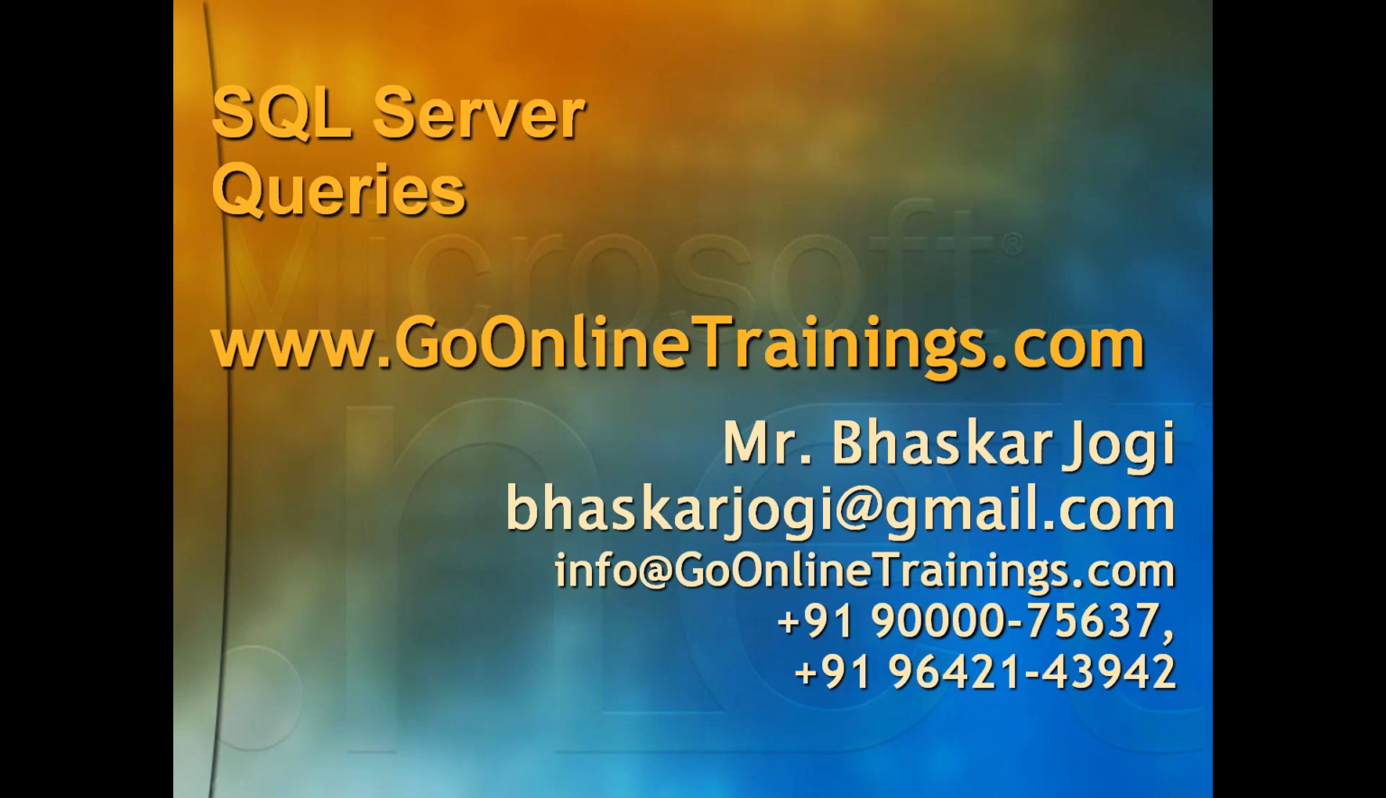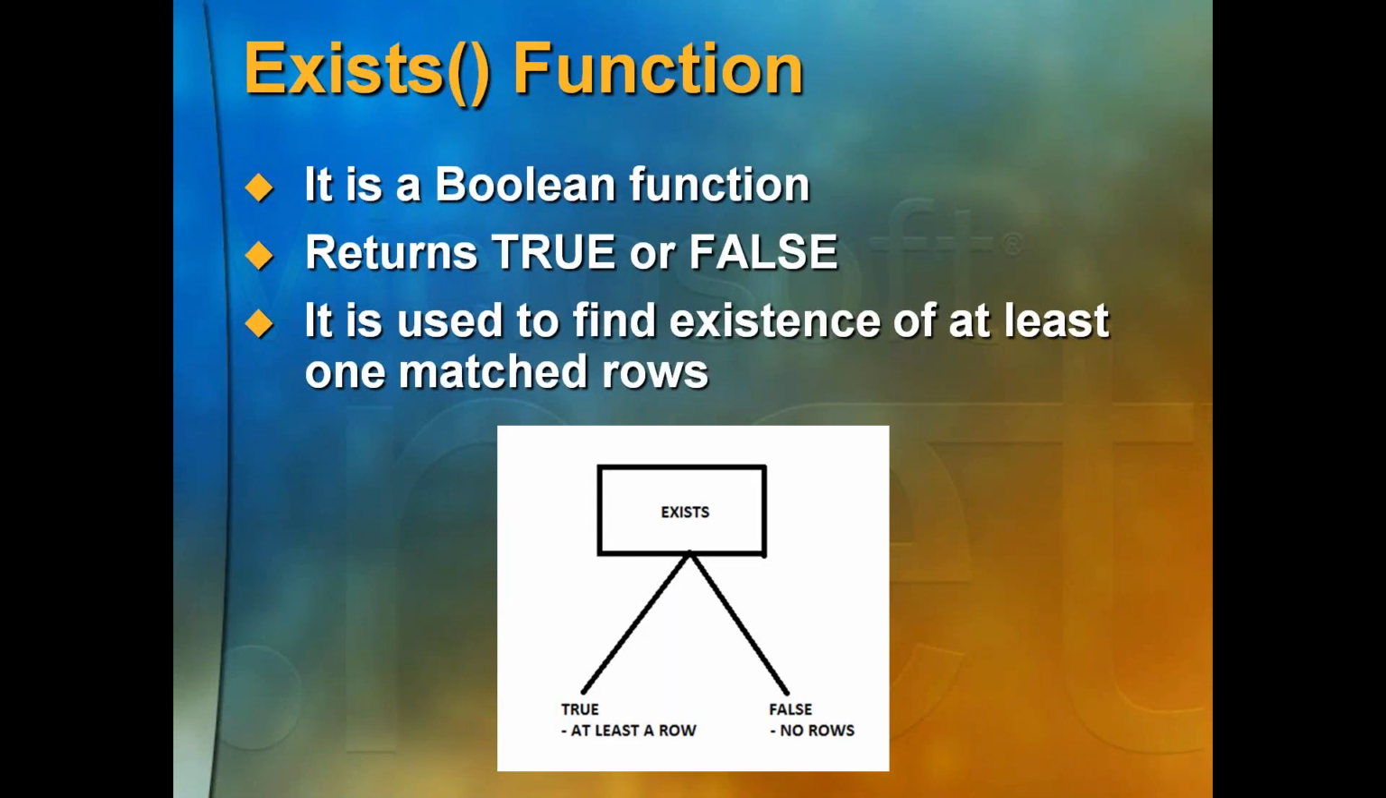Now, yesterday we were talking about the exist function, right? It is a Boolean function. Function means you should have these two braces, like getdate and all these system functions. The exist function is a Boolean function that returns true or false.